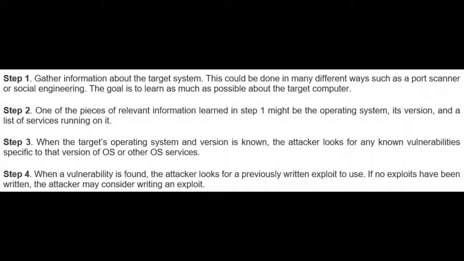Step 4. When a vulnerability is found, the attacker looks for a previously written exploit to use. If no exploits have been written, the attacker may consider writing an exploit.